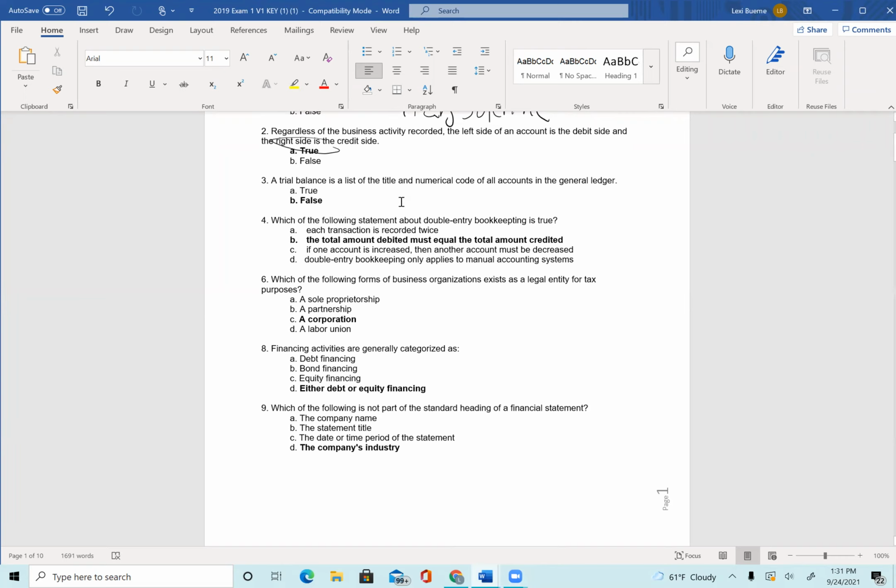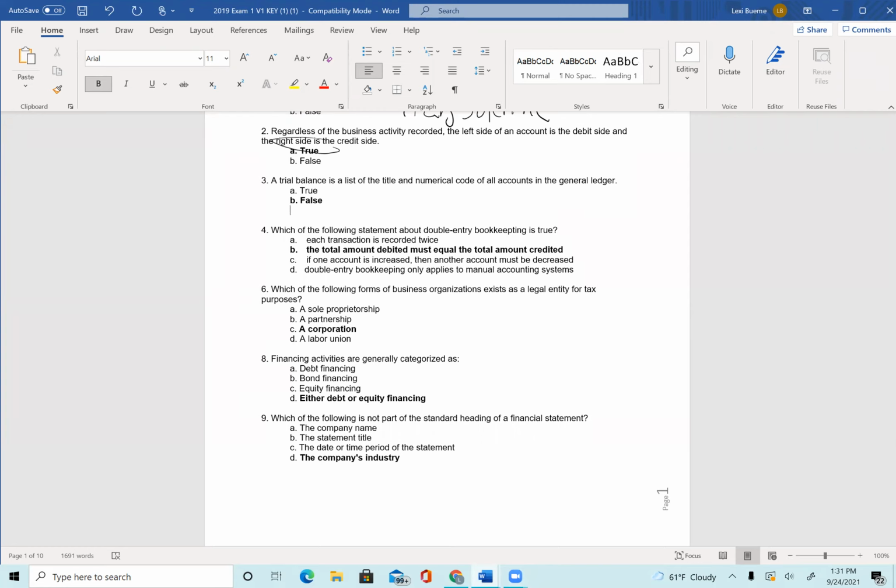So it's actually, I'll write the definition here. I'll just type it out because it's a long definition. A trial balance is a bookkeeping worksheet in which debit and credit columns are equal.